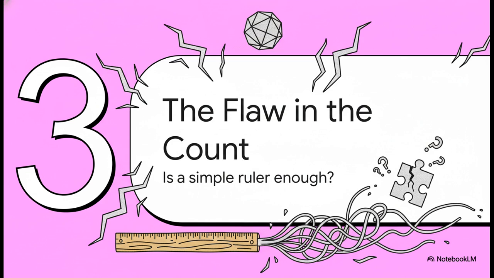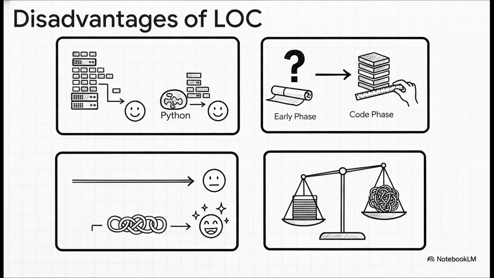Does that tell you anything about how complex the project is, or what value it delivers? This is where the whole LOC metric starts to show some pretty serious cracks. Yeah, the downsides are pretty big. For starters, it's totally language dependent. The same feature might take 100 lines of code in an older language like C, but only 20 lines in something more modern like Python.